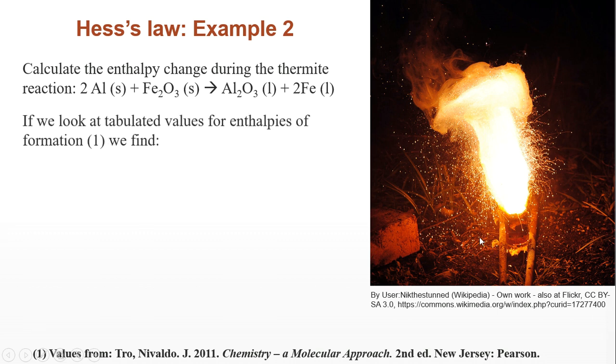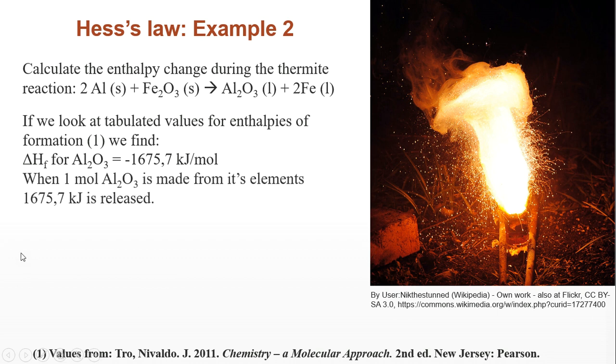Well, we can look at tabulated values for enthalpies of formation, and then we can find this following value for the enthalpy of formation of aluminium oxide, which is minus 1675.7 kilojoules per mole. So that means that when 1 mole of this compound is made from its elements, this amount of energy is released. Because it's a negative sign, it goes from the system to the surroundings.